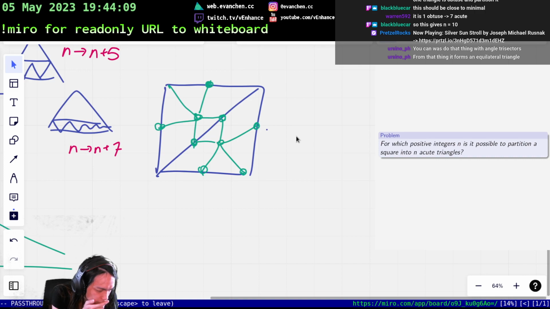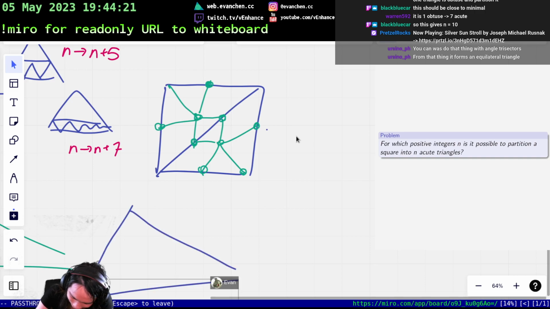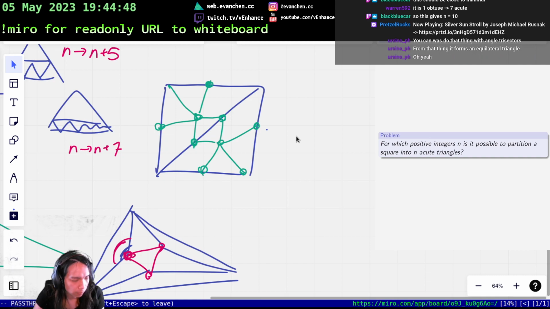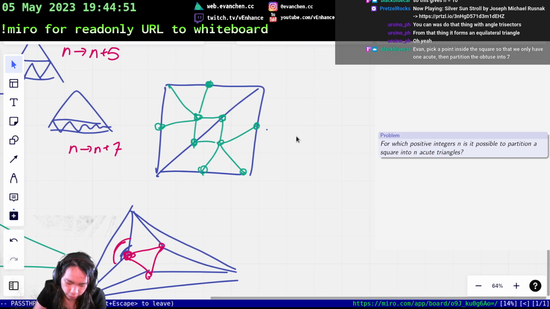You can do that thing with angle trisectors. From that thing it forms an equilateral triangle. Oh, yeah, that is a theorem, isn't it? Oh, it's been a while since I've seen that. Yeah, okay, I agree. Oh, but the problem is that this is probably obtuse, right? Like that angle there. I agree this triangle is equilateral, but I'm worried about this. This won't work because there's only 4 lines coming out of that. 4 is just bad. You can't get away with only 4.